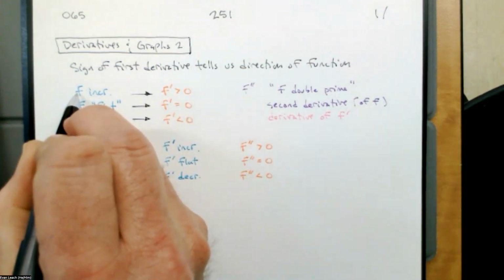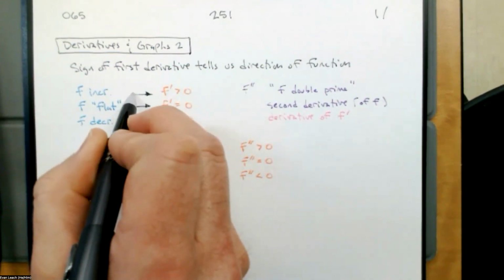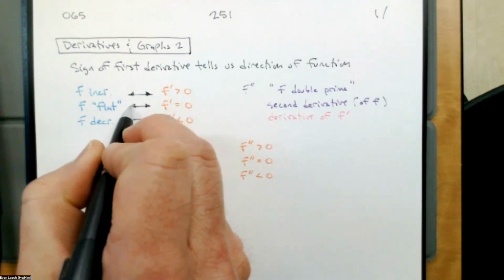If the function is increasing, then the first derivative is positive. If the first derivative is positive, then the function is increasing.